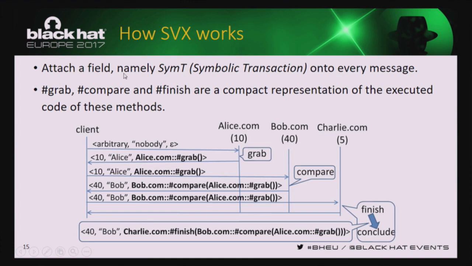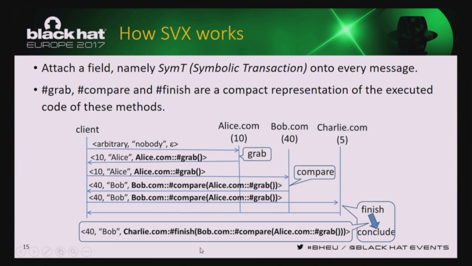It is simpler. All it needs is a message field called SymT, or symbolic transaction, on every message. So again, let's see the same expected execution. But notice that in every message, we have this additional field. Initially, this additional field, SymT, is empty. And after grab is called, the SymT becomes alice.com:grab. And this execution continues until in the end, this is the result, 40 Bob and this final SymT. The final SymT indicates how we get to the result 40 Bob. It is through grab, compare, and finish. Now, grab, compare, and finish are a compact representation of the executed code of this method.